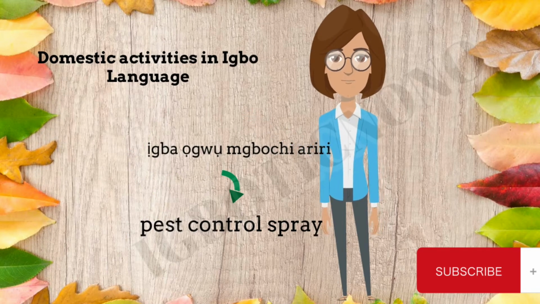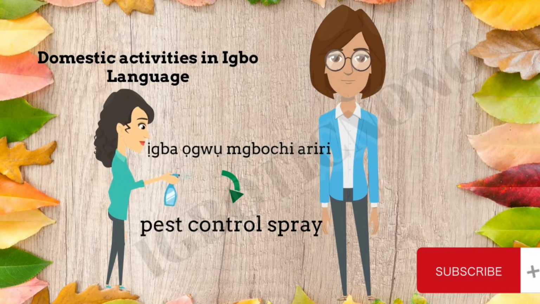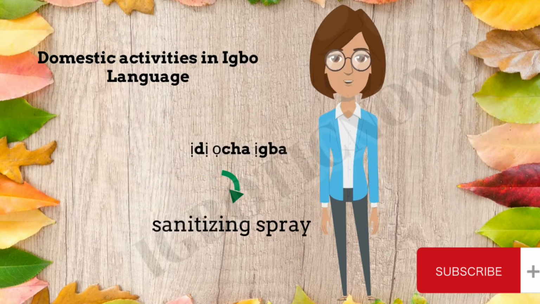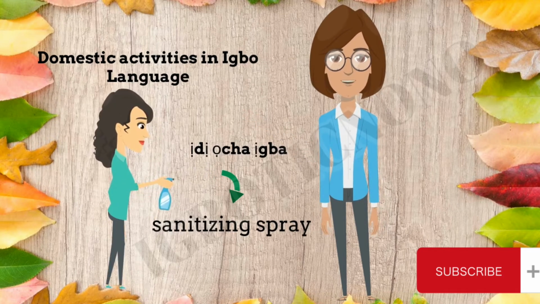Remember my last video, ụlọ is house. So ịgba ọgwụ mgbochi arụrụ is pest control. So Igbo is very simple, you get.